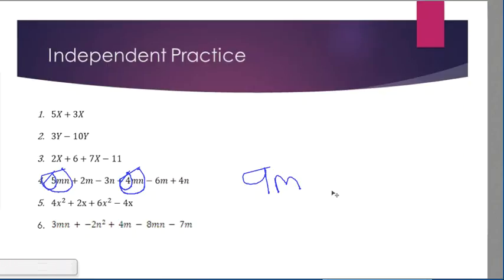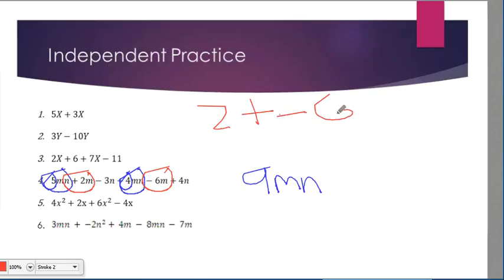Sorry, I don't know why I keep writing an additional 9mn. There we go. Okay. We can also combine 2m. So there's a positive sign in front of that, so positive 2, and we have a negative 6, because there's a minus sign in front of the 6m, that makes it negative. So in your calculator, when you do 2 plus negative 6, you get negative 4m.